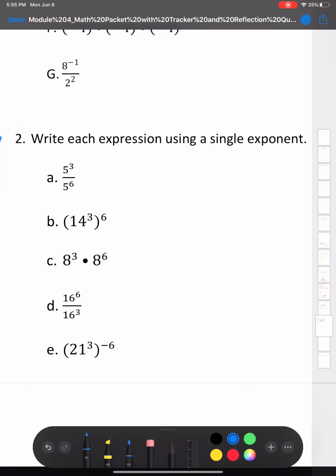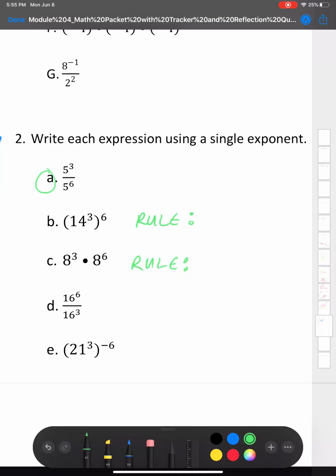So which one should I do? Okay, how about A? 5 to the 3rd power divided by 5 to the 6th power. We're dealing with 2 properties of exponents, or rules. Rule number 1, and there's another one. So let's see which one.